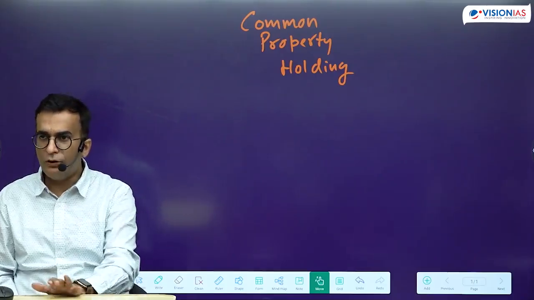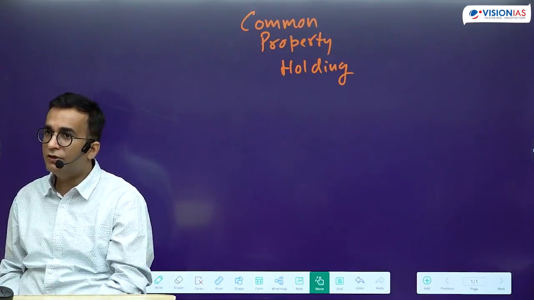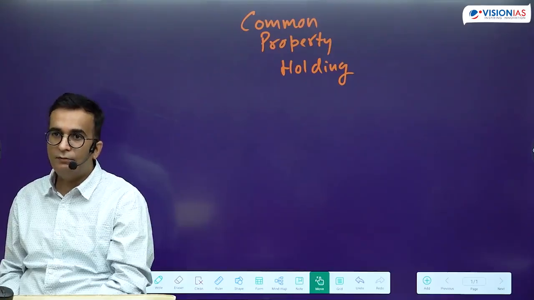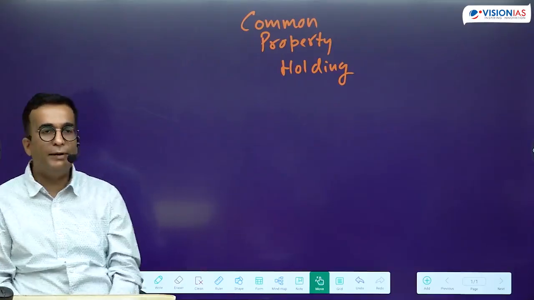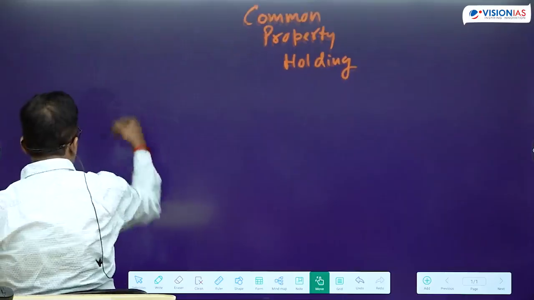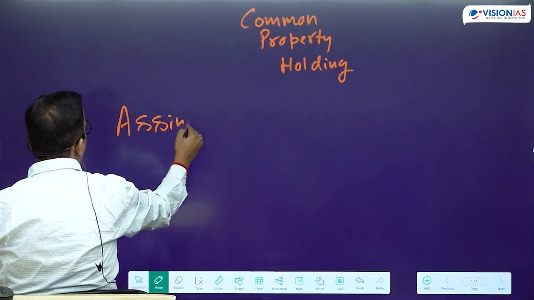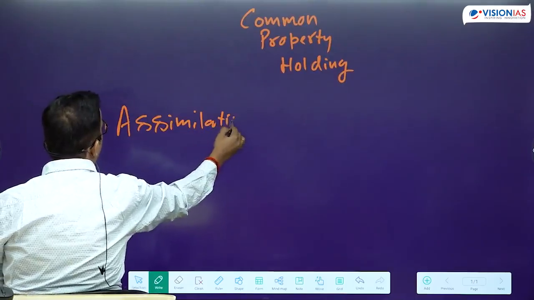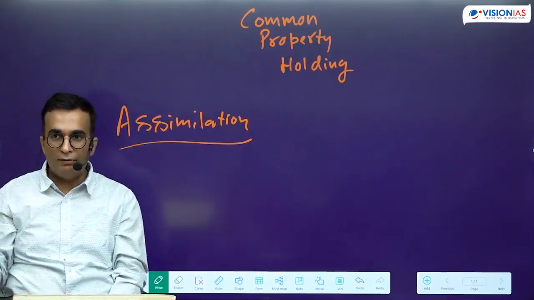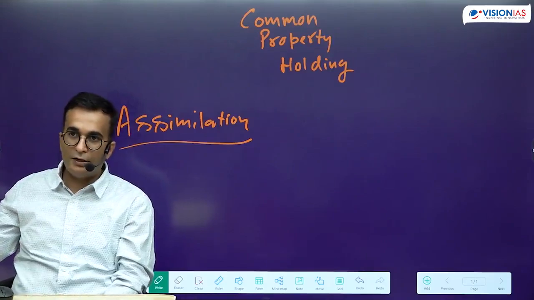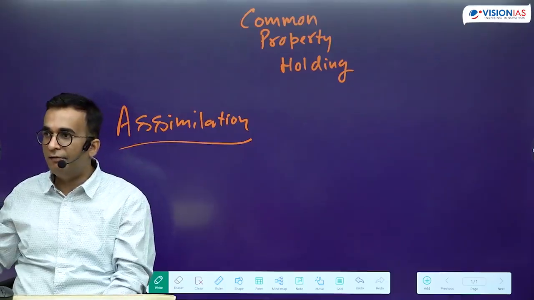So G.S. Ghurye was a professor of sociology and the famous Indologist of that time, from Bombay University. He is the one who suggested the policy of assimilation. And what is this policy of assimilation? Basically he said that all the tribals must be brought into mainstream development. Because if we leave them to develop in their own way, to practice what they are practicing, they will always remain very backward in development.